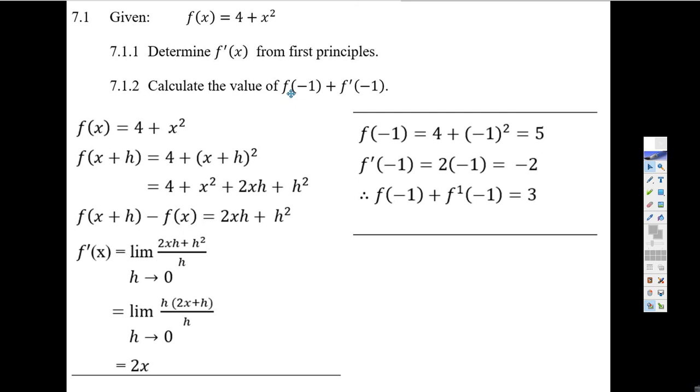Then it says, find f of minus 1 plus the gradient at minus 1. Well, all you do, f of minus 1, you put minus 1 in there. 4 plus minus 1 squared, that's 5. f prime of minus 1 means the derivative at minus 1. Well, you put minus 1 in there. That's 2 times minus 1, that's minus 2. And 5 plus minus 2 is 3. That's your answer. Well, I hope it helped.